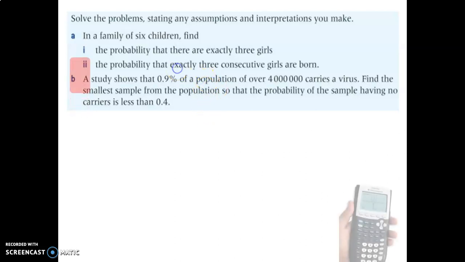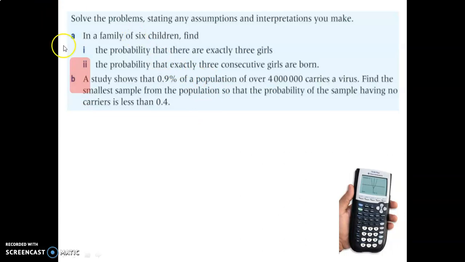Okay, here is the process for this one. A study shows that 0.9% of the population of over 4 million carries the virus. So we have the probability of a person being a virus carrier. It says, find the smallest sample from the population. A sample means how many people they have to take from the population, so that the probability of having no carriers is less than 0.4. So it's giving you the probability that will be calculated, but it's not telling you how big the sample is.